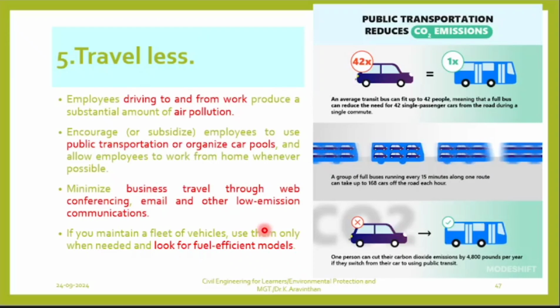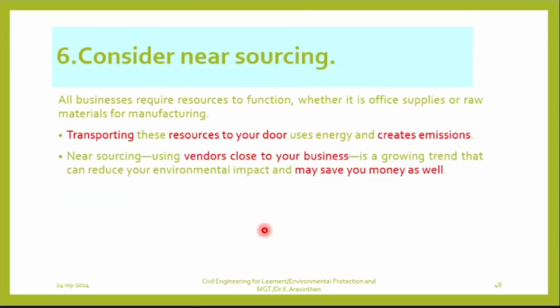If you visit an MNC organization, they have a particular place for parking only for e-vehicles. They will not allow all vehicles in their premises. If you come in a diesel vehicle, they will not allow it into the premises. They will say, park your vehicle outside. Why? Because it is a diesel vehicle, it is a pollutant. We don't have a policy of allowing it. These are examples of how to reduce pollution by traveling less or using better technology. Next thing is to consider near sourcing.